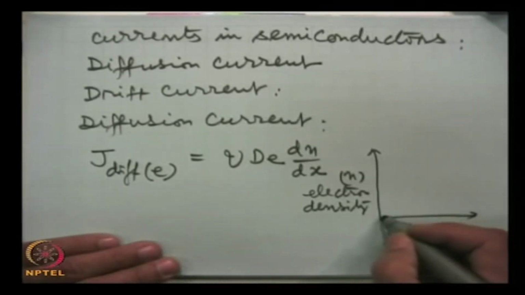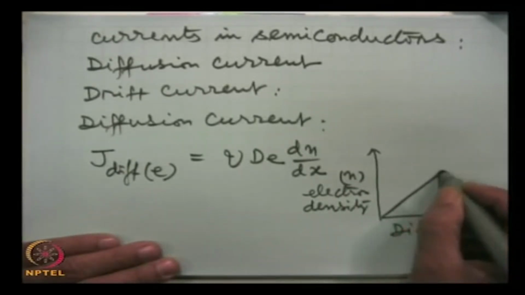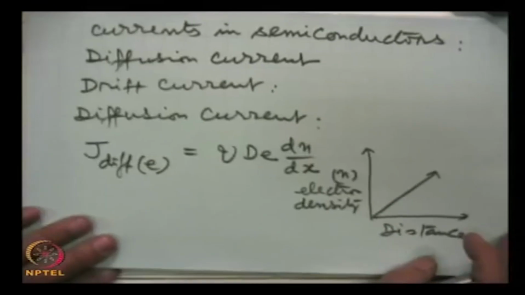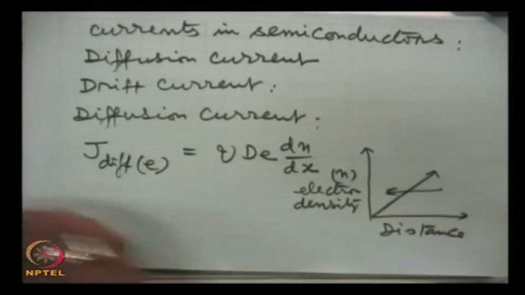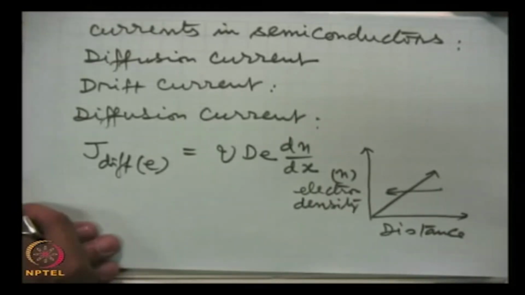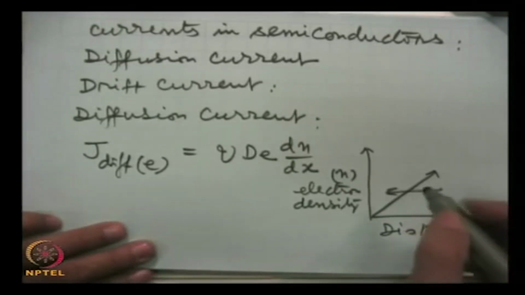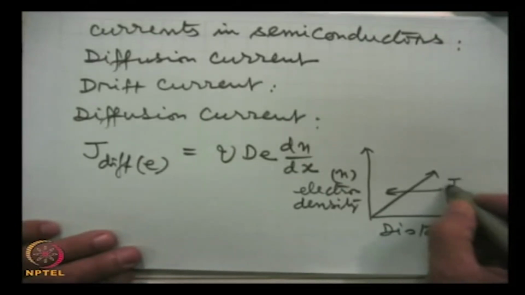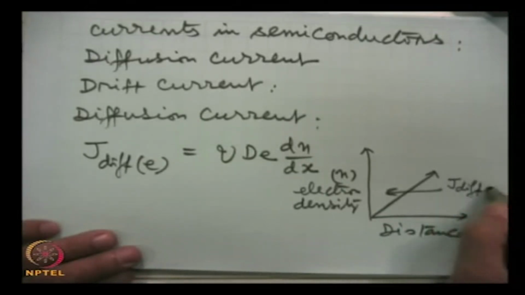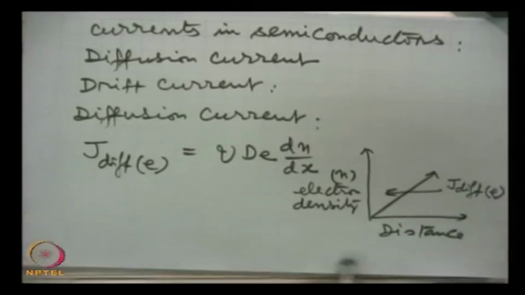Now, this is the gradient and the current. Conventionally we take the direction of current flow opposite to the electron flow. So, this will be the diffusion current, and this is J diffusion due to the electron.